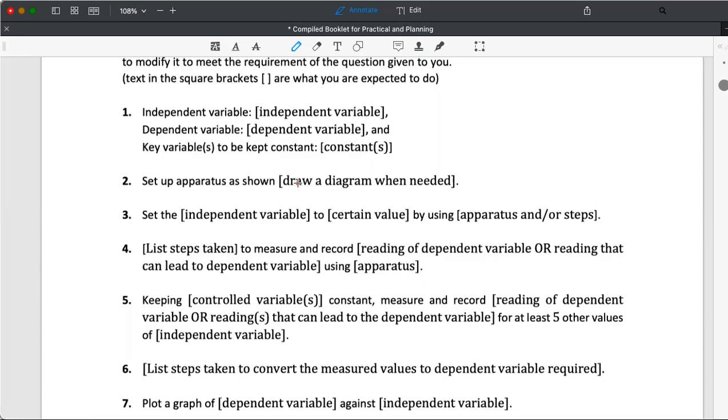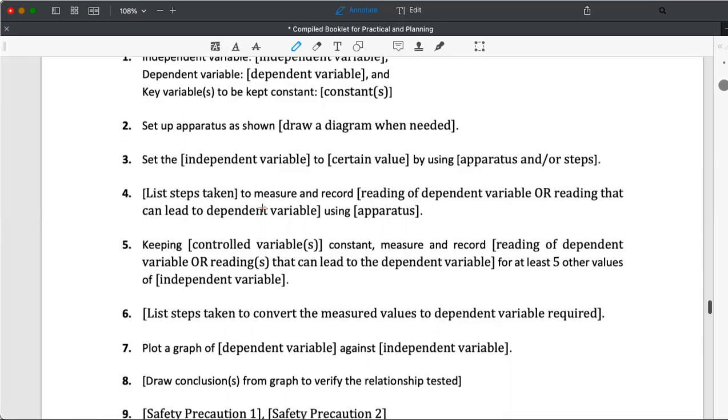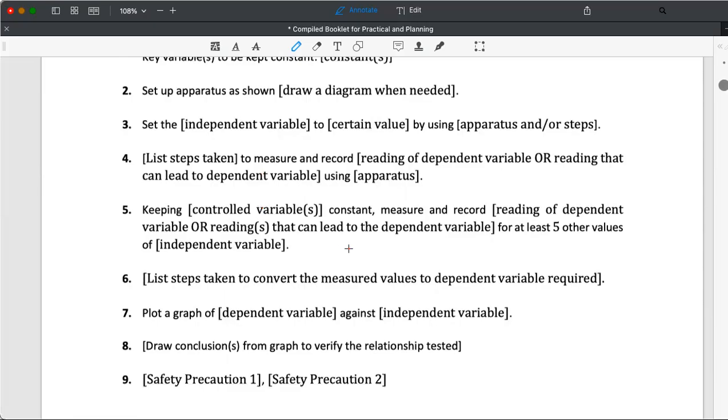For example, finding out how different weight affects the extension of the spring. Then you have to draw, if it is a separate one from what was given in the question. Okay. Set up the independent variable to a certain value by using apparatus or steps. List the steps to measure and record the reading of dependent variable or reading that could lead to dependent variable using apparatus. So you need to mention the apparatus that you are using. You cannot just say measure the length using what, measure the volume of liquid using what. You need to be specific in the apparatus that you will use to measure the dependent variable or the independent variable. Keep the control variable constant, measure and record readings.